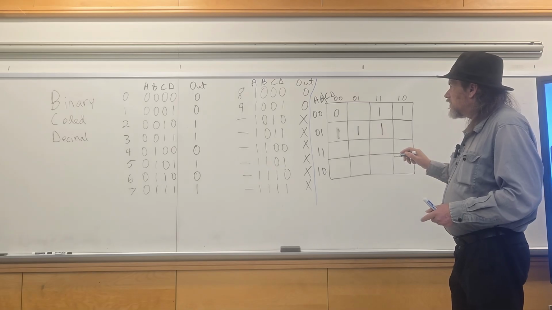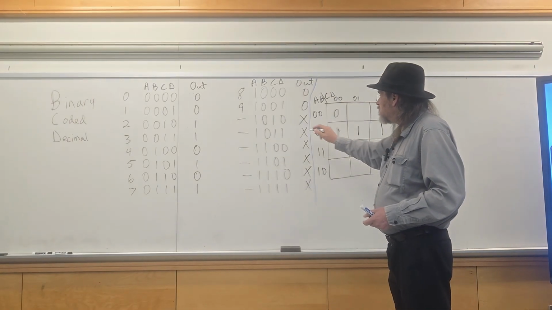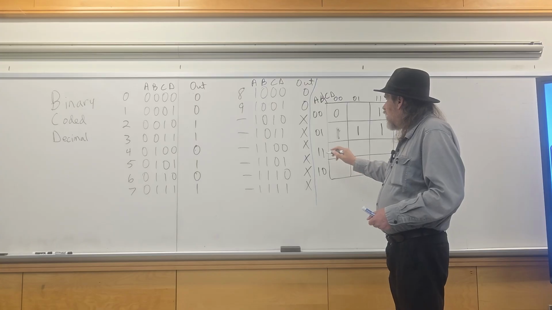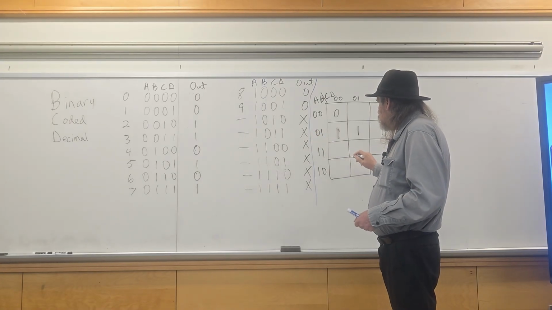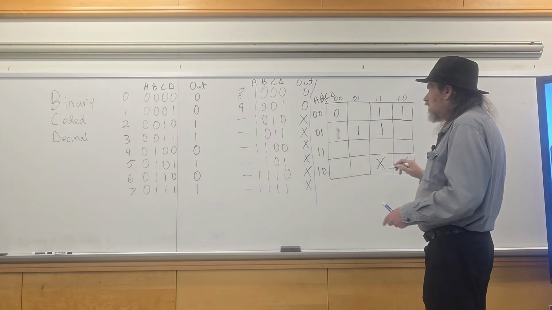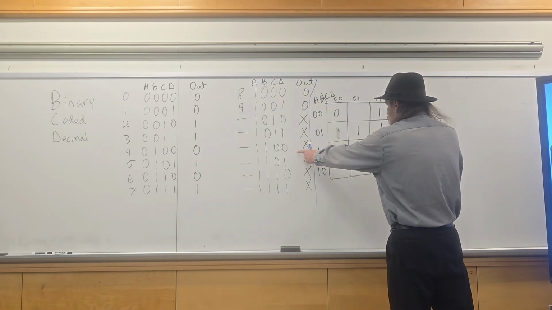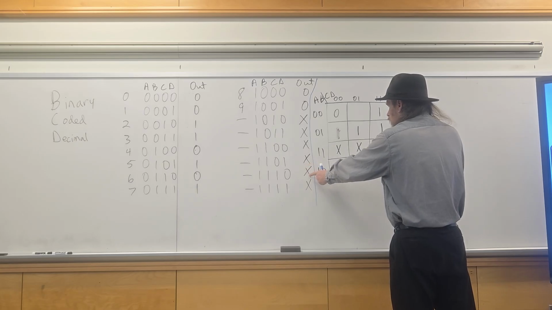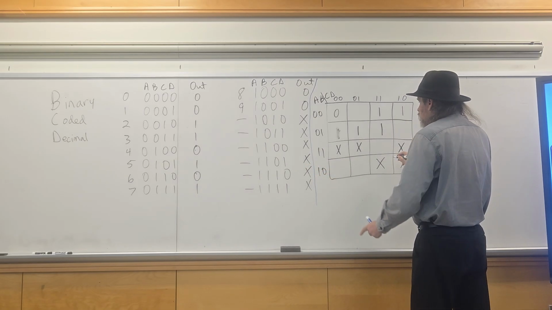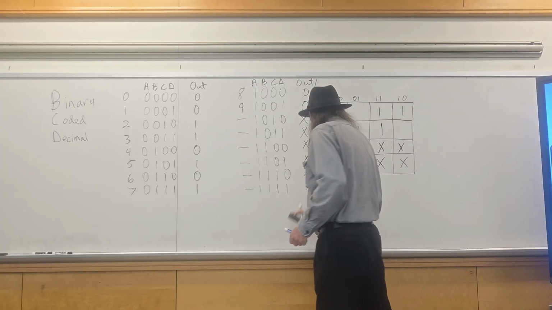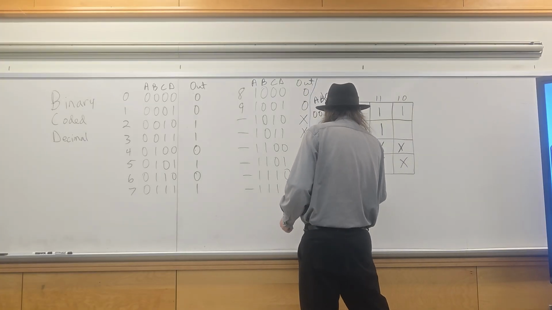And then you have these: 1, 0, 1, 0 is an X. 1, 0, 1, 1 is an X. 1, 1, 0, 0 is an X. 1, 1, 0, 1 is an X. 1, 1, 1, 0 is an X. And 1, 1, 1, 1 is an X. All right. So the rest of these are zeros.